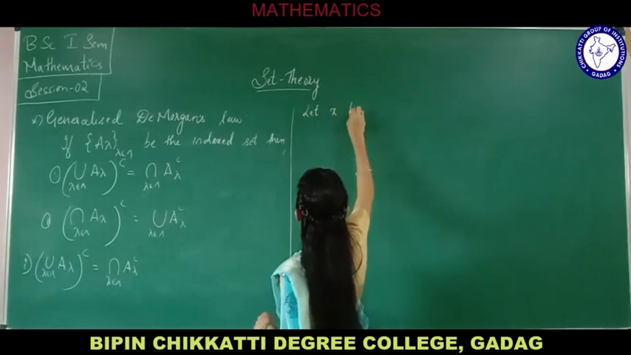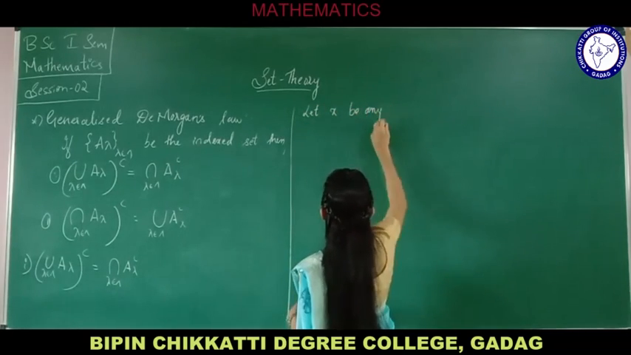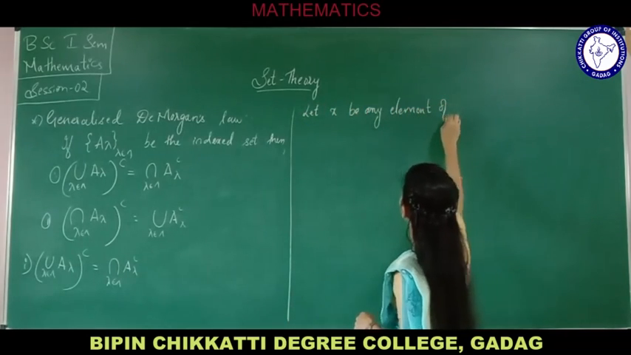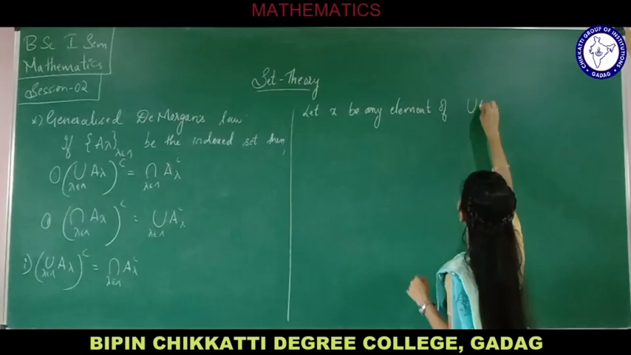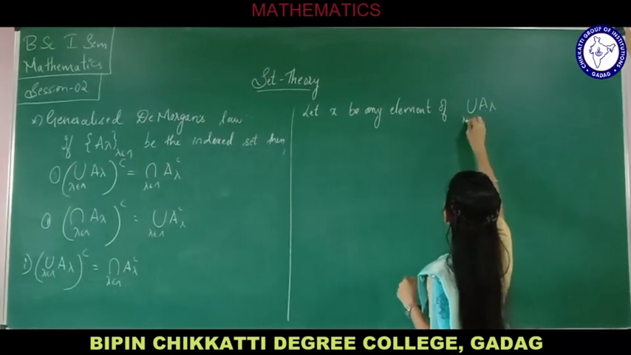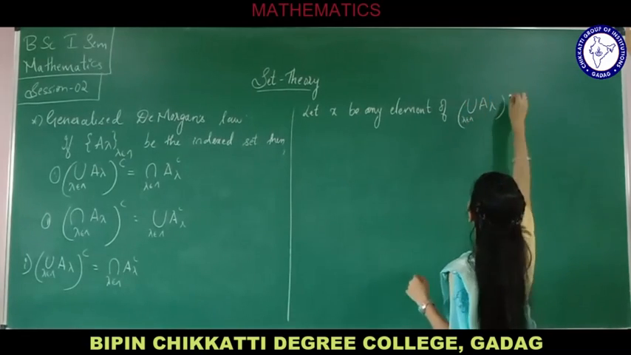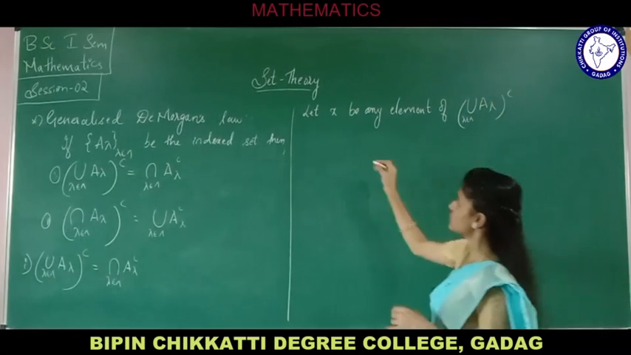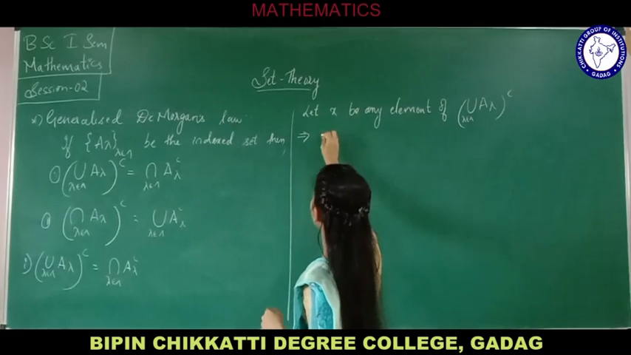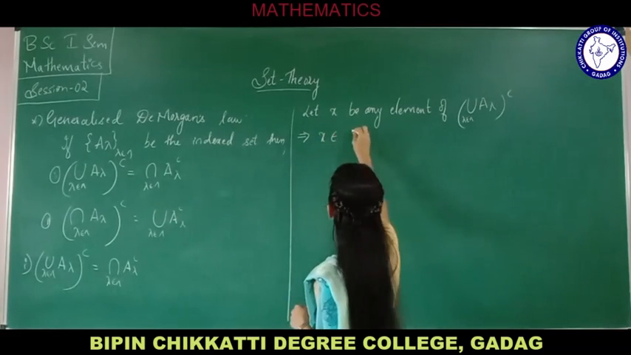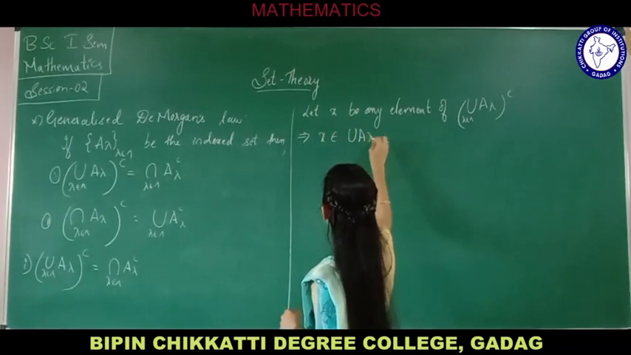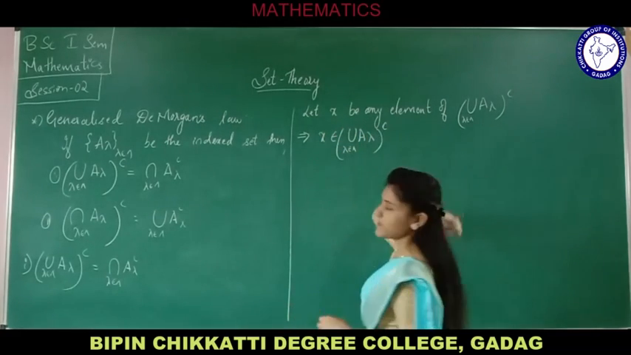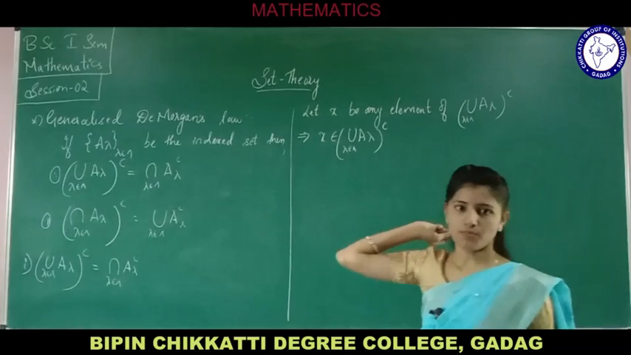Let x be any element of the union of A lambda, lambda belongs to the indexed family, its complement. So how are we going to denote this? We are going to denote this as x belongs to the union of A lambda, lambda belongs to the indexed family, that is, the complement of the union.